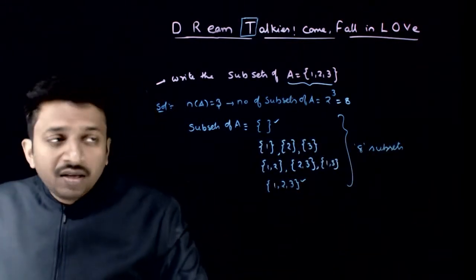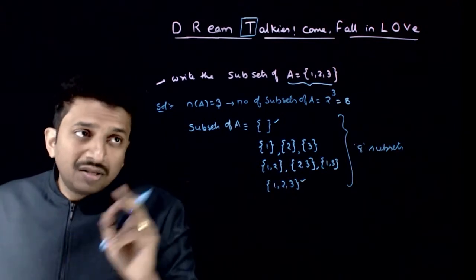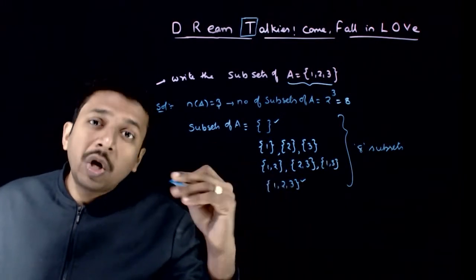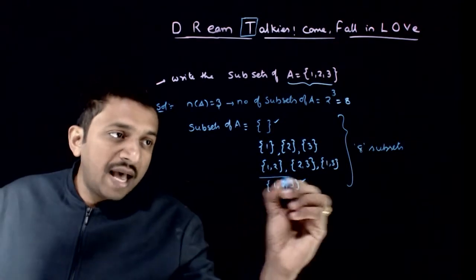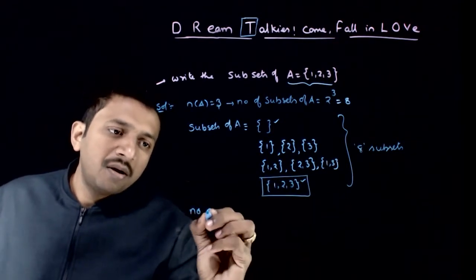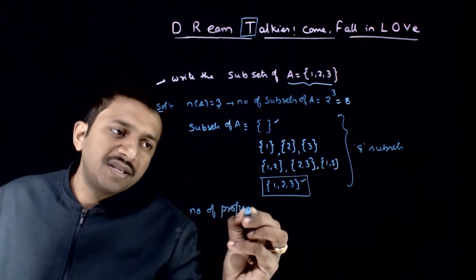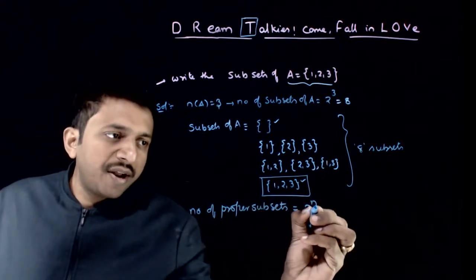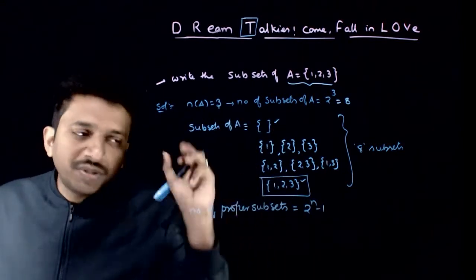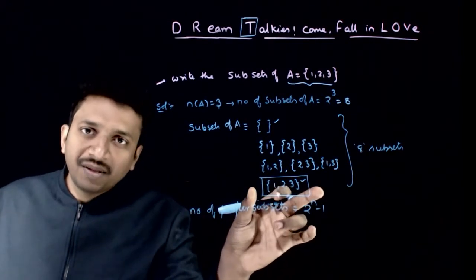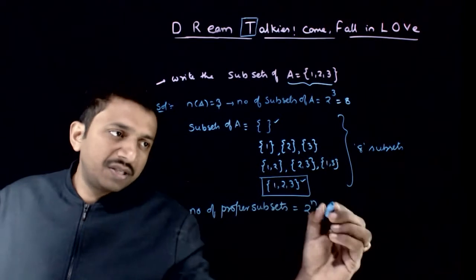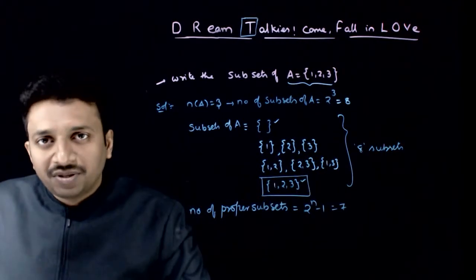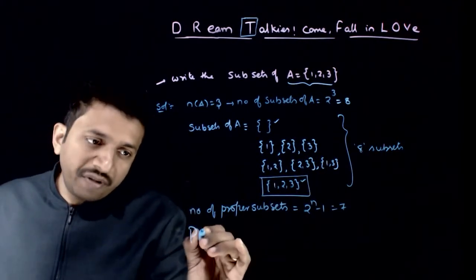subsets. So if you want proper subsets, a proper subset is a subset of A but not equal to A. So if you exclude this, the number of proper subsets is equal to 2 power n minus 1. So out of all these subsets, you have to exclude A itself. Then the remaining subsets are called proper subsets. You have 7 of them, which excludes this. You have 1, 2, 3, 4, 5, 6, 7 proper subsets.